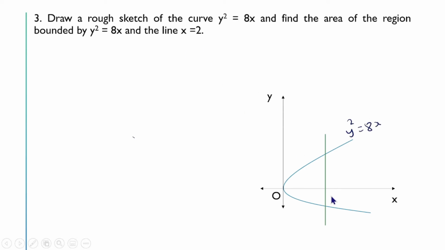So it is a straight line which passes through here 2 comma 0 and parallel to the y-axis. So this is the line x is equal to 2. Now if we have to find only this area in the first quadrant, then we can use the integral directly, but here it is asked area of the region bounded by y square equal to 8x and this line. So it means we have to find this entire area.